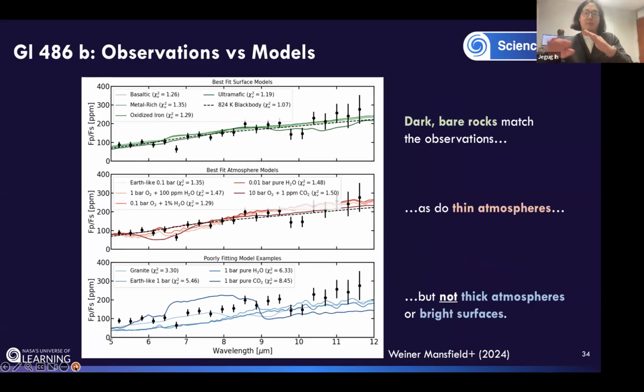And here, this is an emission spectrum, but the principle is the same. If you have a dark bare rock, the planet will appear to have a hot day side and therefore match the observation, and similarly with very thin atmospheres. Whereas if you have, say, a 1 bar Earth-like atmosphere or 1 bar of CO2 atmosphere or a reflective surface, because that will lower your day side emission, you can see that it's not fitting the data very well. So from this, we can infer that the planet probably has a dark, airless surface. So what are the limitations here? Go to the next slide, please.